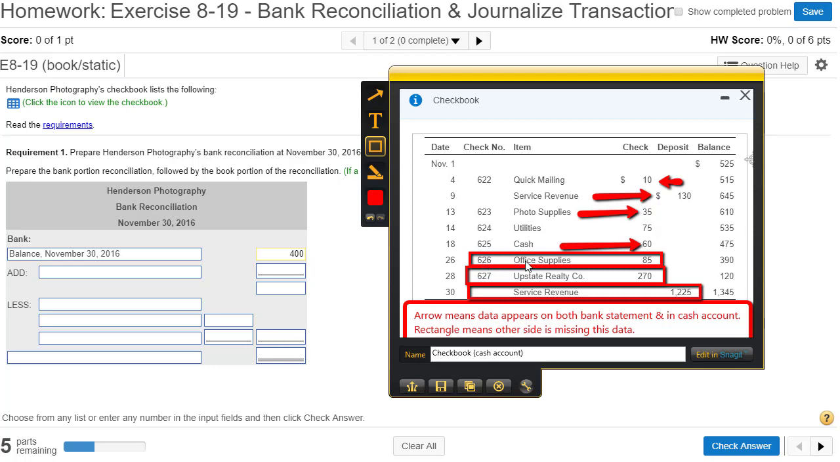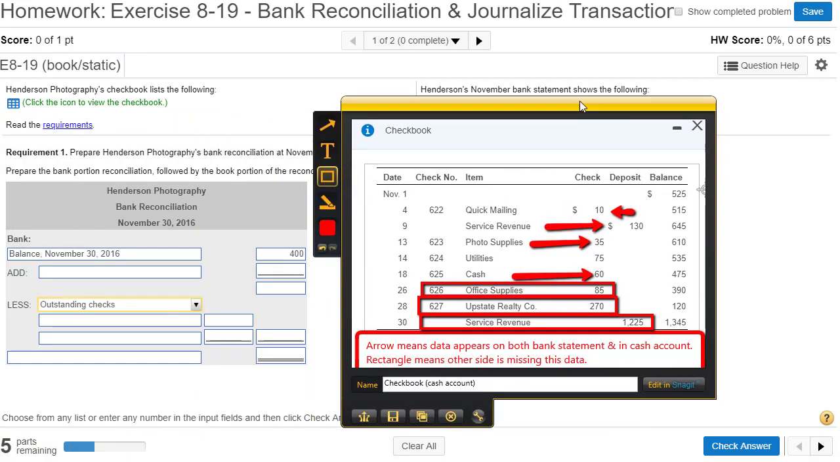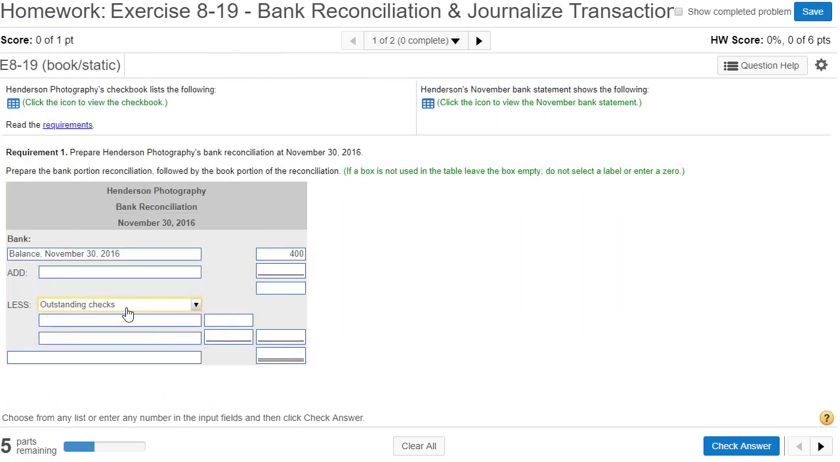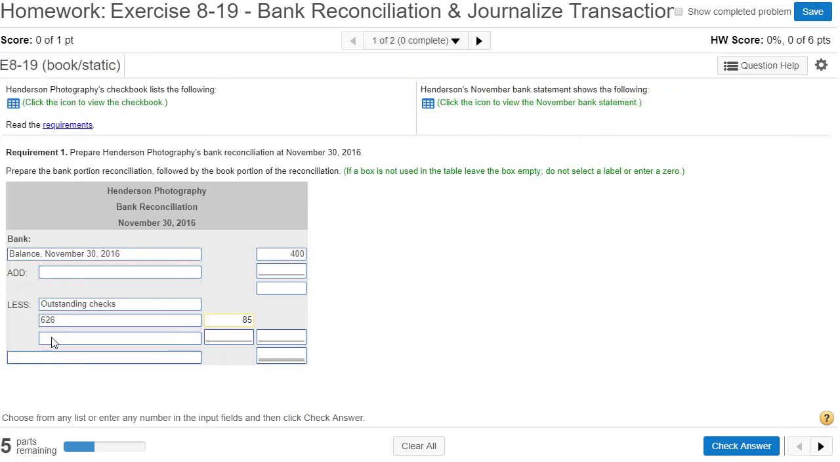Check 626. So the bank did not know that we wrote check 626 for 85. So do we add that or subtract that? Well, it's a check we're writing, so that's a subtraction. And these are called outstanding checks. So let's bring that window back here. That check was check number 626 for $85. Check 626 for 85, and the other check was 627 for 270. Check 627 for 270.